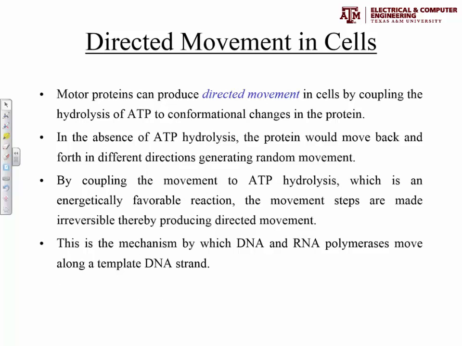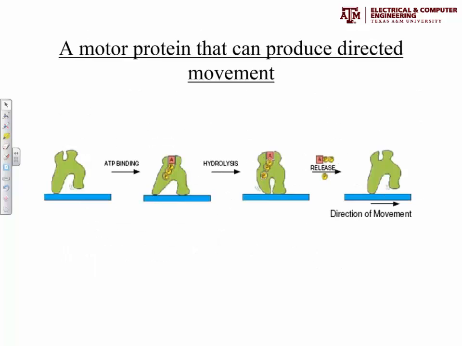So next I wanted to point out that proteins can also produce movement, right? So, motor proteins can produce directed movement in cells by coupling the hydrolysis of ATP to conformational changes in the protein. And to see that, let's go to the picture, right?